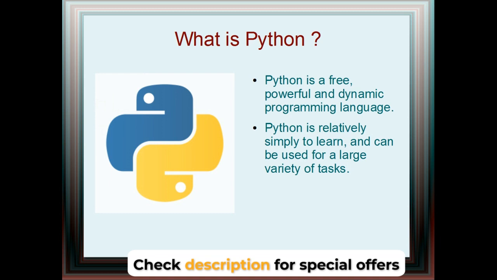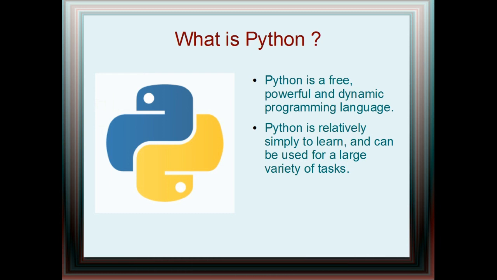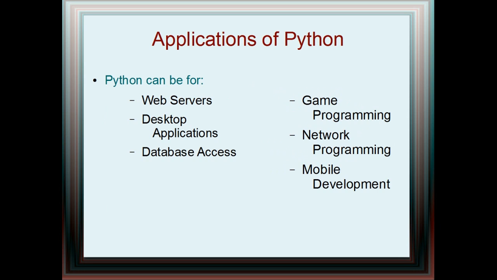Python is a powerful and dynamic programming language that can be used for a large variety of tasks on nearly any system. Python is also completely free and open source, so useful modifications can be made to extend its functionality. Practically, Python can be used for web server development, for desktop applications, and for programming with a wide variety of database systems. There are also modules that are available for Python that extend its functionality specifically for network programming, game programming, and mobile development.